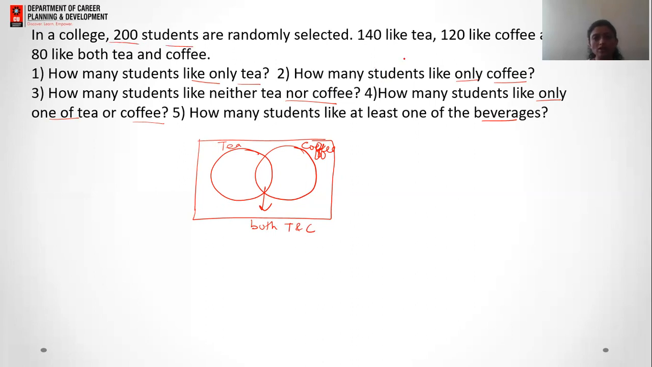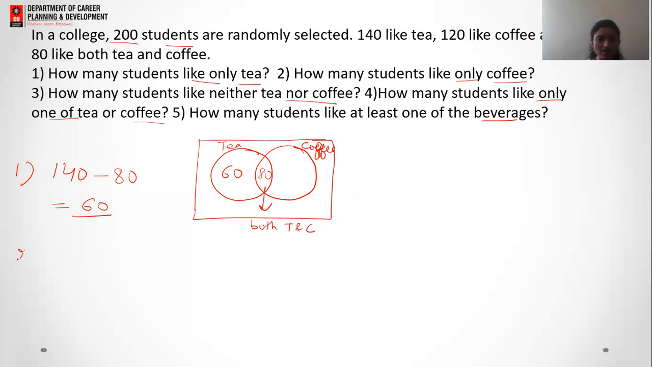Out of 200 students, 140 like tea. So first we need to find how many students like only tea. Only tea means if we subtract this both part, which like both tea and coffee, we will have only the tea part. As 140 students like tea, out of 140, 80 students like both tea and coffee. So we are left with 60 students. It means 60 students like only tea.